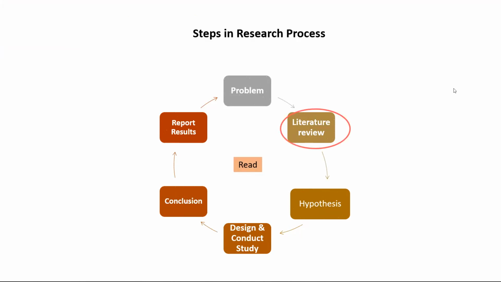So basically, this is the summary of the research process. We start with the problem, literature review, hypothesis for quanti, design and conduct study, conclusion and report. So whatever it is, when should your literature review start? Now. When you already figure out the focus of interest, then your literature review has already started.